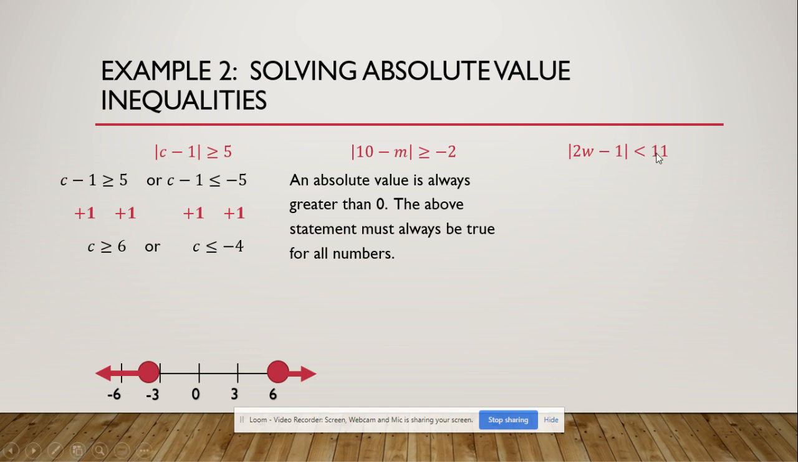So the absolute value is less than means we're going to combine these with and. The first inequality I wrote, exactly the same. We just took off the absolute value. The second one, took off the absolute value, flipped the inequality, changed the number to a negative. And now we can begin solving.